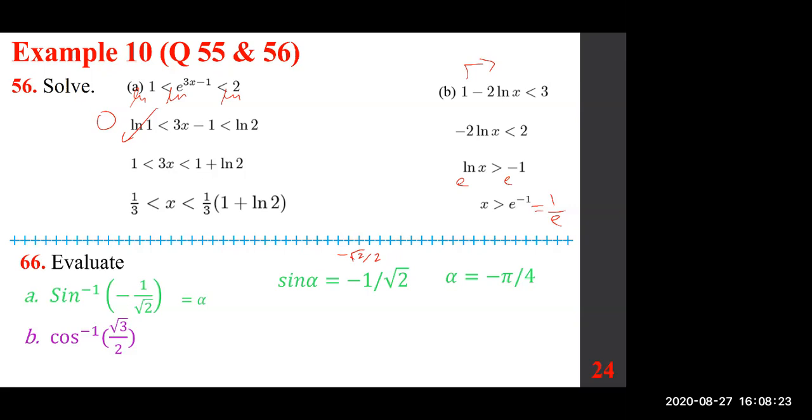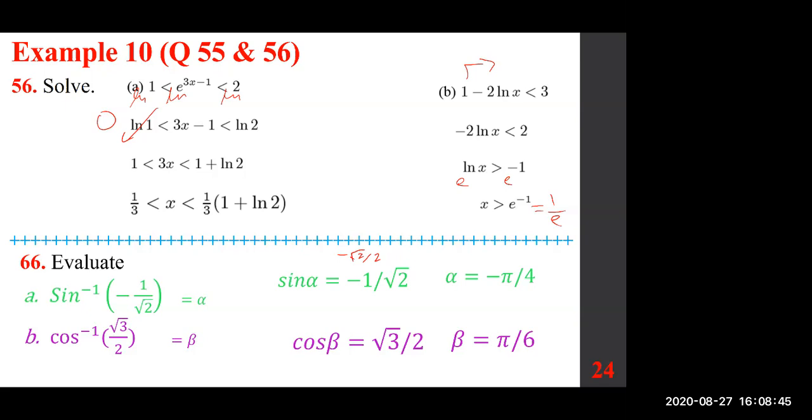The second one, alpha, beta, gamma, you name it. By definition, cosine beta is square root of 3 over 2. And I hope you remember it. It's very simple. It's just pi over 6, okay?